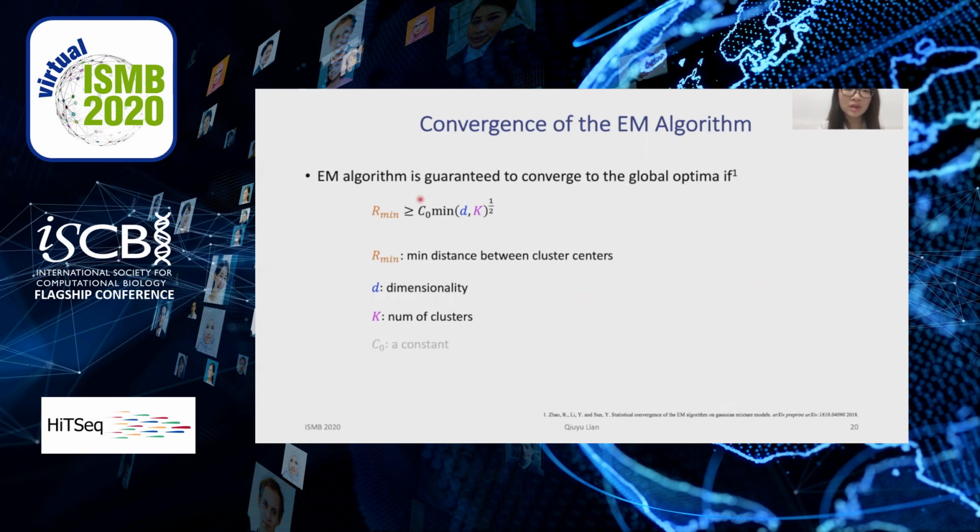Formally, EM algorithm is guaranteed to converge if this equation is satisfied. In this equation, there are three key terms. R is the minimum distance between cluster centers. D is the dimensionality of dataset. K is the number of clusters. What does this equation tell us? It tells us if we want EM algorithm to perform better, we could increase the distance between clusters, or we could reduce the dimensionalities, or we could reduce the number of clusters.